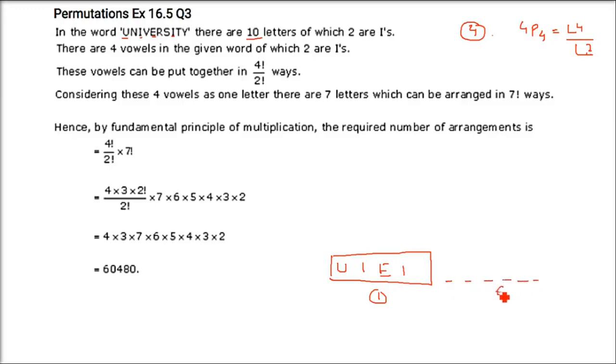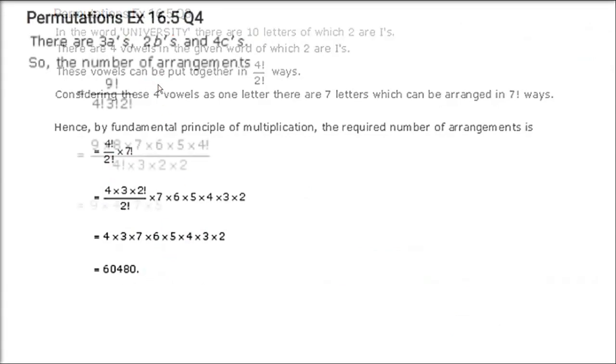6 positions remaining. This is the 6th position and 1 position for the combined one. So 7 positions are there. So we have 7 positions. You can arrange them in 7P7 ways. So factorial 7 actually. So multiply factorial 7 with this one, you will get 60480. We have applied the fundamental principle of multiplication. 60480 will come.